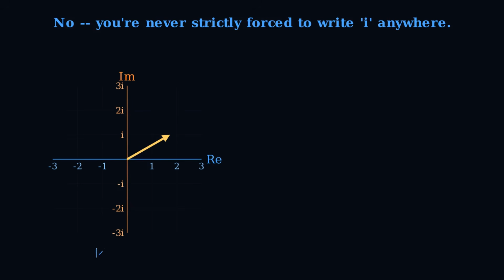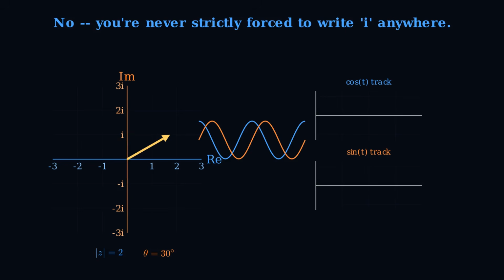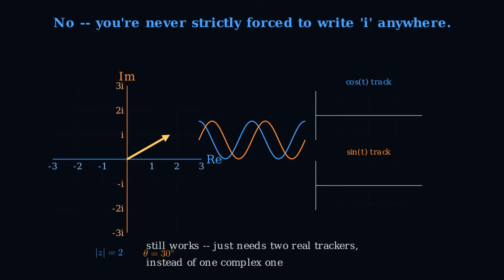Take the voltage phasor, split into magnitude and phase: two real numbers instead of one complex one. Take the rotating helix, split it into its cosine track and its sine track, running side by side. There's no mathematical result and no known physical system where complex numbers are logically required. Everything reduces to real numbers if you're willing to pay in extra variables, extra bookkeeping.